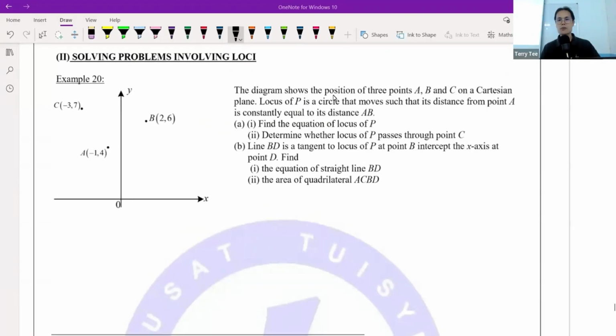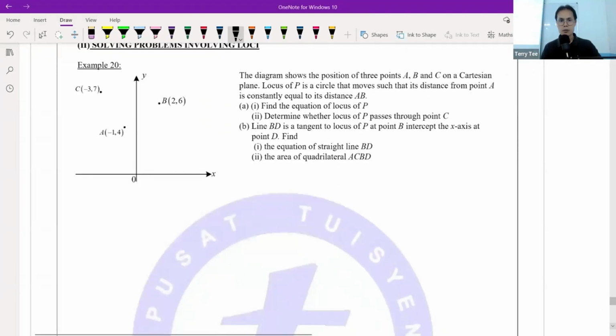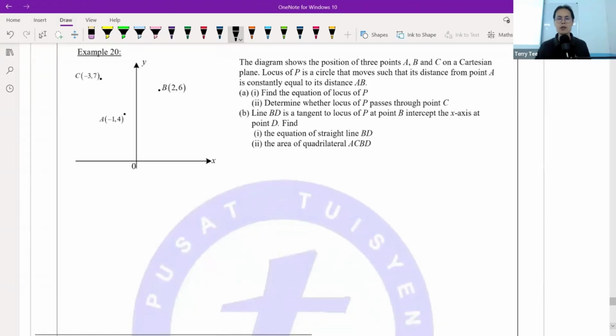To solve problems involving loci, we have to find the equation of locus first, the first part. In this example, there are 3 points A, B, and C. They lie on the Cartesian plane.